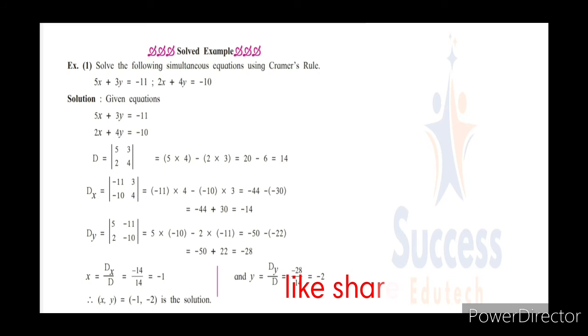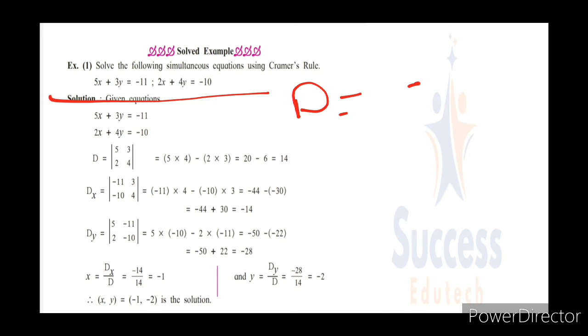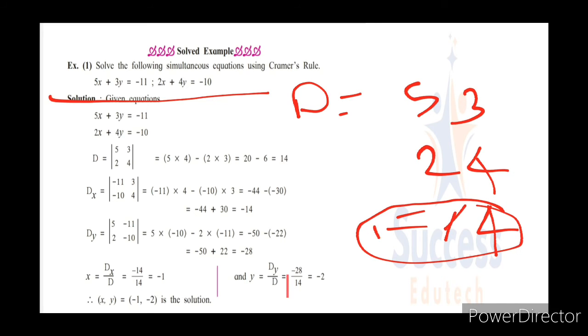Now solve this equation by Cramer's rule. These are the two simultaneous equations given: 5x plus 3y equals minus 11, and 2x plus 4y equals minus 10. So now my determinant d equals 5, 3, 2, 4. After cross multiplying we get d equal to 14. This is my value of d.